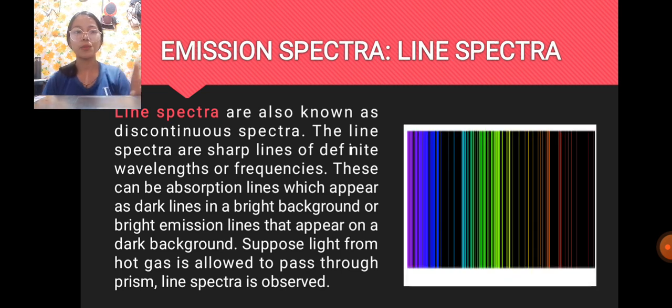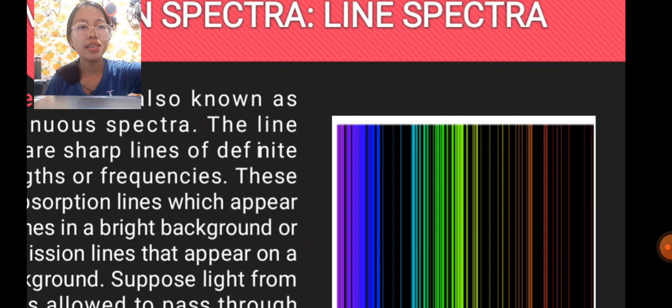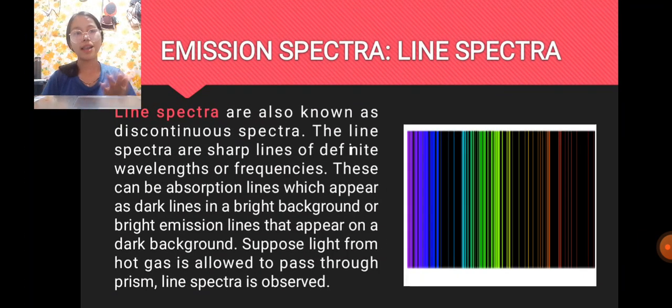So take for example this picture. This picture is showing lines, and these lines are what we call the line spectra. So as you can see, there are associated bright and dark lines in this picture. And these lines are what we call the line spectra.